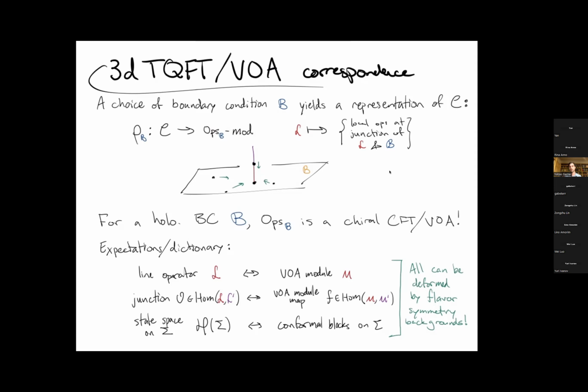If you don't like what a physicist calls a boundary condition, one definition of that could be a functor from your category of line operators to vector spaces, as I've illustrated here.